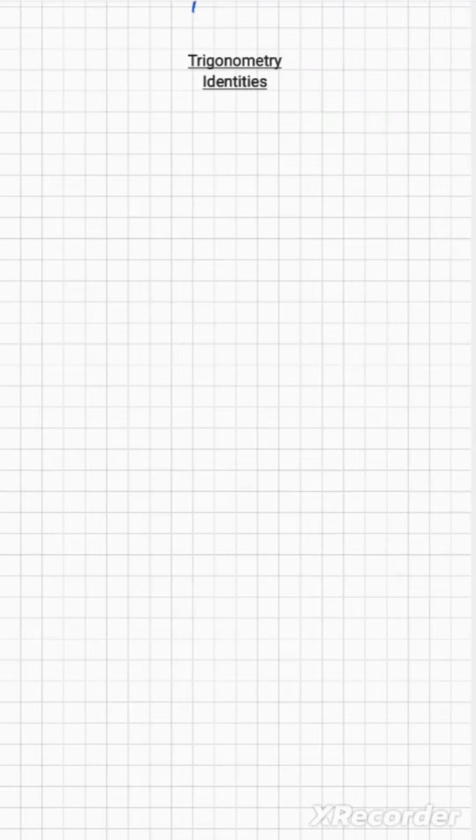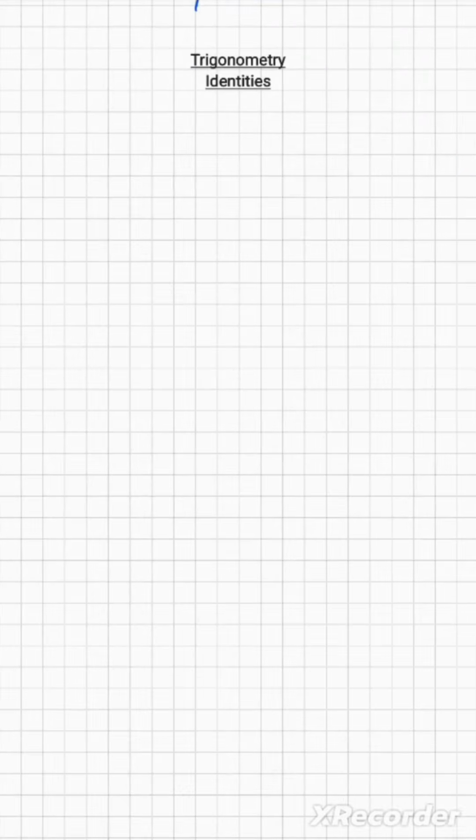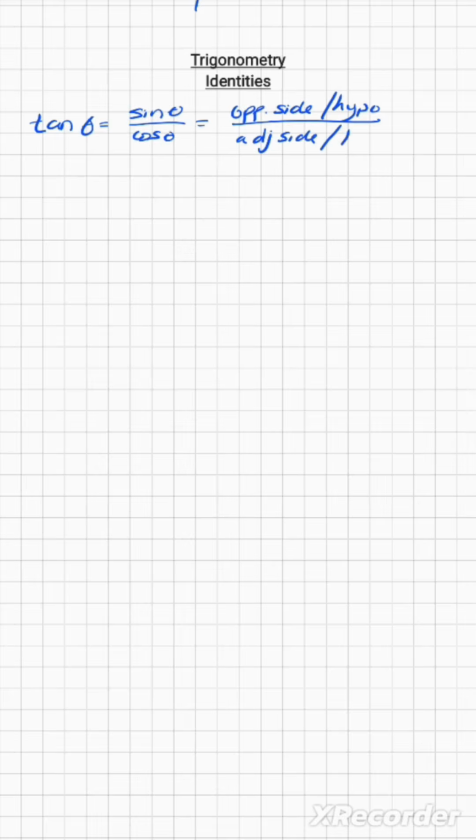Today we'll go over the identities. First, it is good to know that tangent of the angle is sine of the angle over cos of the angle. Why? Because sine, what is it? It's opposite side over hypotenuse. What is cos? It's adjacent side over hypotenuse.